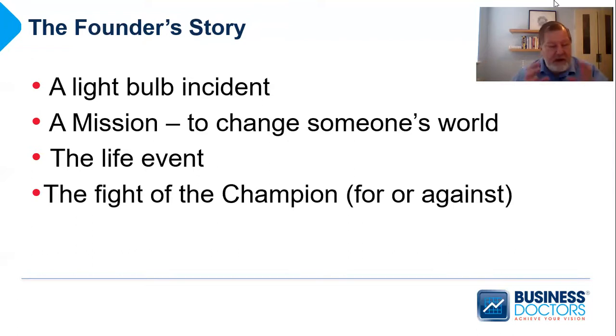But the original founding thing was his vacuum cleaner didn't work properly and he got frustrated with it. So it may be a light bulb moment. It just must be a better way of making a vacuum cleaner. It may be a mission to change somebody's world.